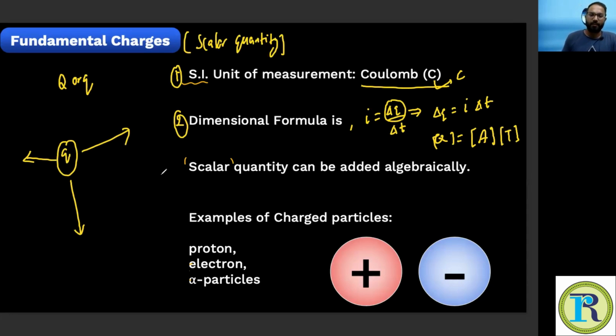What are the examples of electric charge? Neutrons are not an example of electric charge. Protons, alpha particles, and electrons are examples of electric charge. Here, any doubt, any confusion? You can note down these points. Clear? Okay.